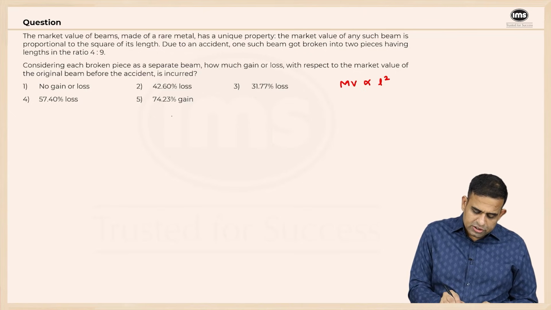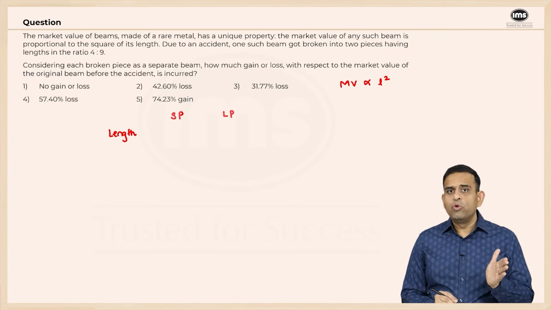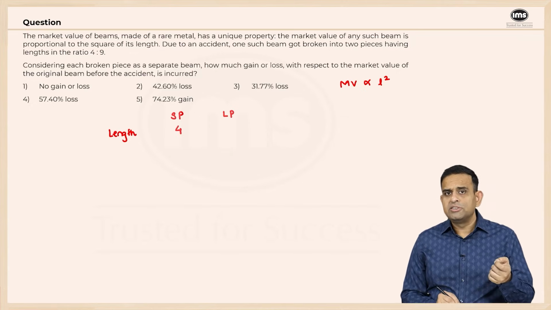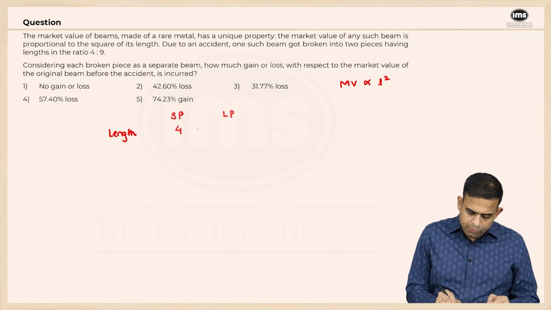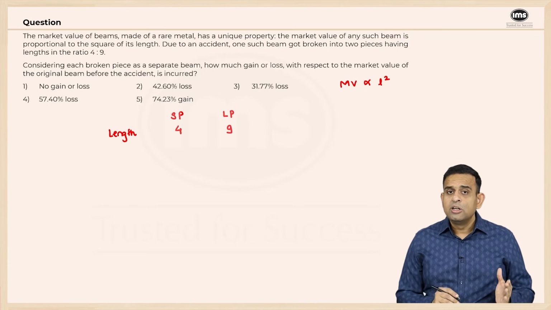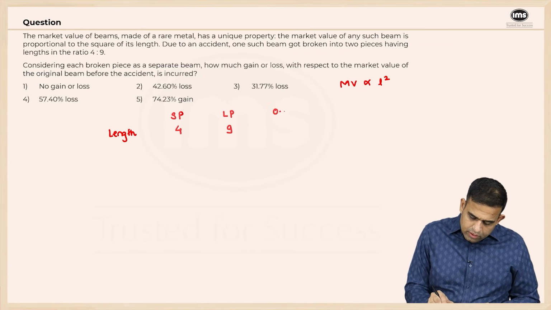Let's say if I write down the small piece and the larger piece. If I talk about the length, they are in the ratio of 4:9. What does that mean? For example, if I take the smaller portion to be of length 4 meter, then the larger one would be of length 9 meter. So what can you say about the original beam or original portion?